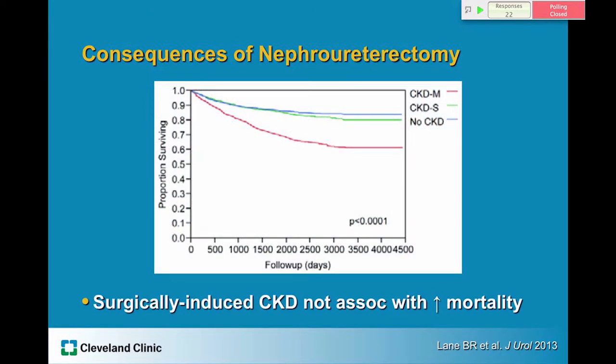That being said, chronic kidney disease induced by surgery may not have the same impact on overall survival as chronic kidney disease induced from medical causes. This very nice study from the Cleveland Clinic showed that patients who had CKD due to surgical removal of the kidney or part of the kidney had similar overall survival to patients who did not have chronic kidney disease. But patients who had chronic kidney disease due to medical causes did have a worse all-cause mortality.